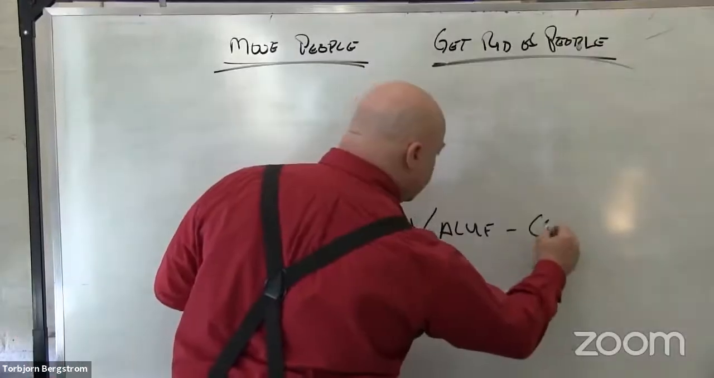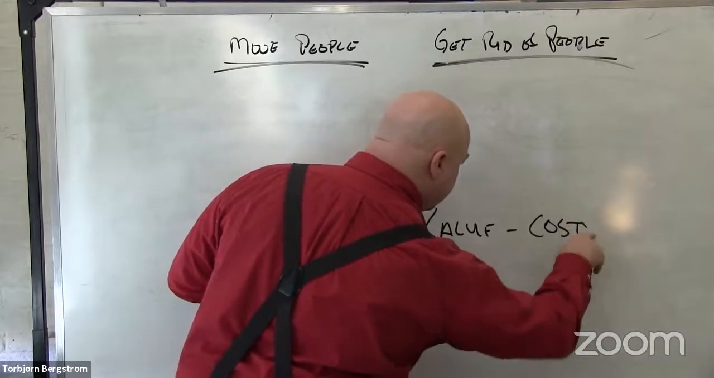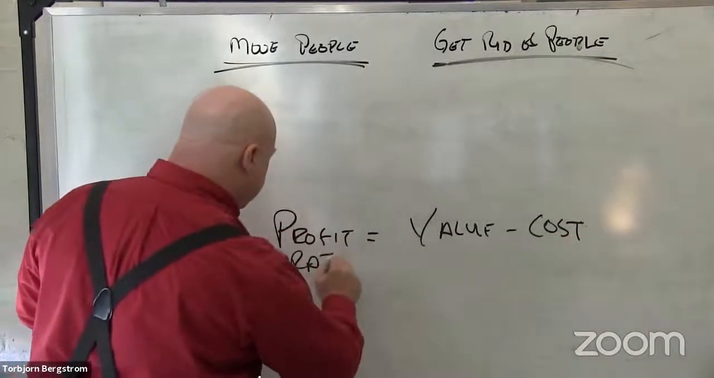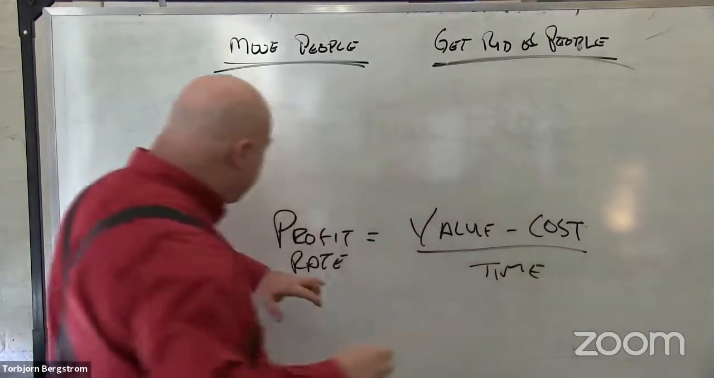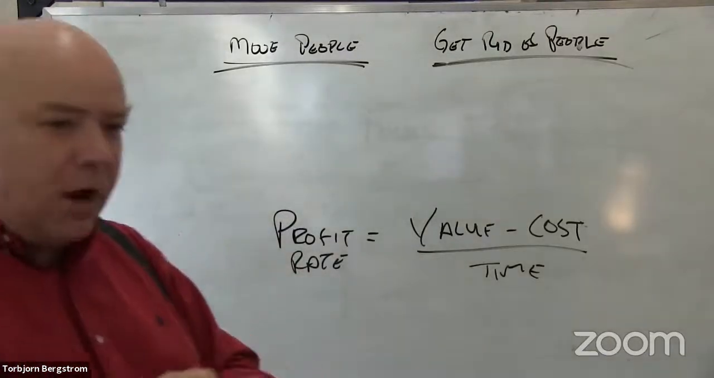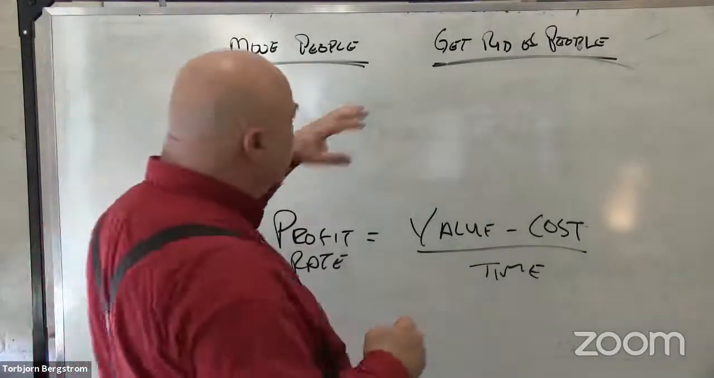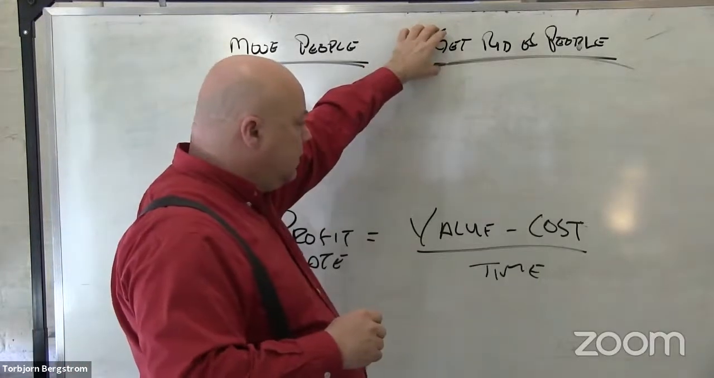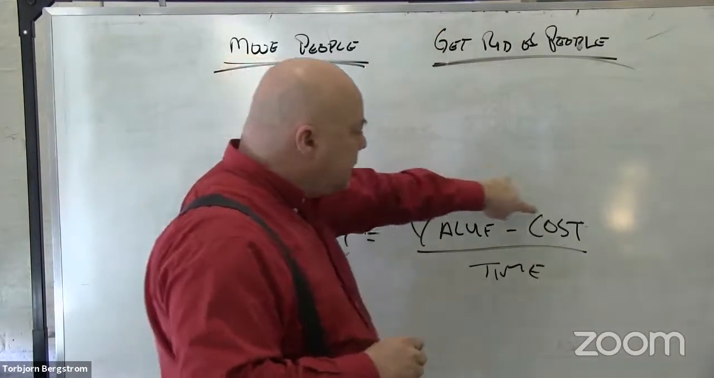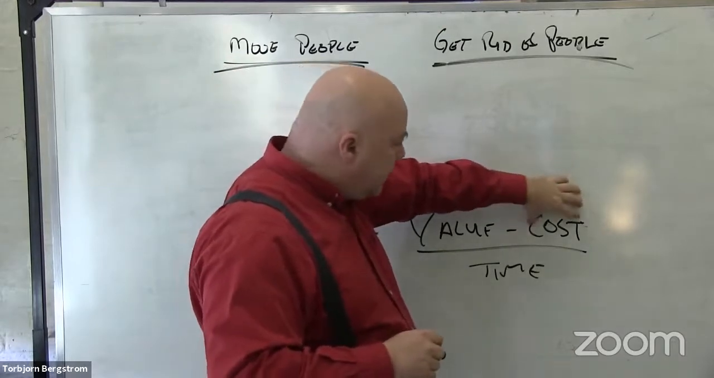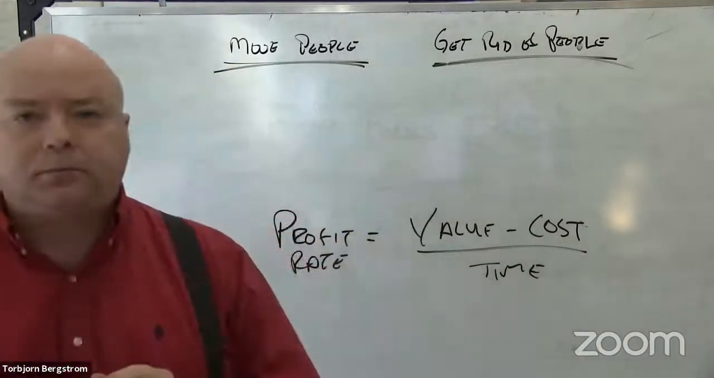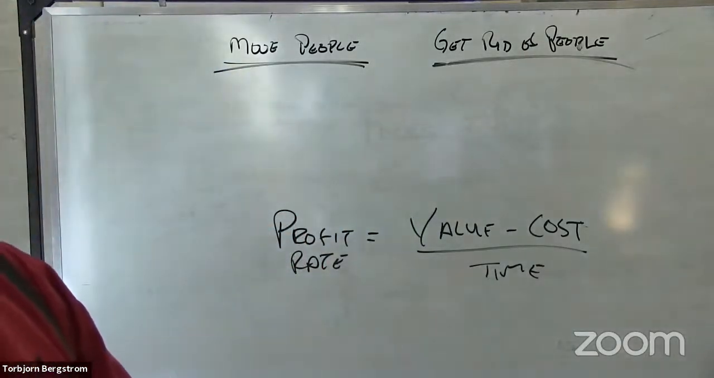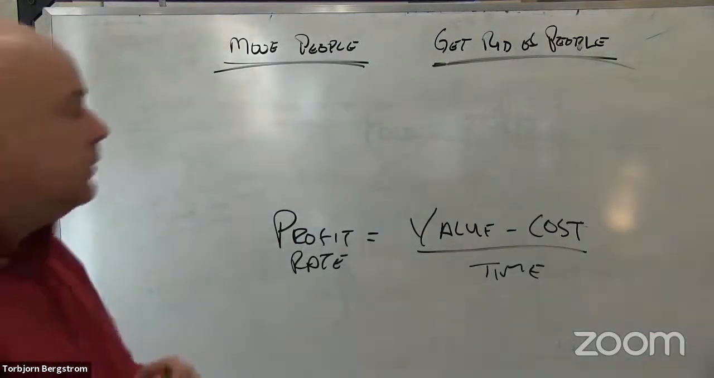So profit equals value minus cost, right? If we want profit rate, we just divide by time. And we'd like to increase our profit rate. We'd always want to have a positive profit rate. So getting rid of people can make cost go down. Making cost go down can make profit rate go up, right?